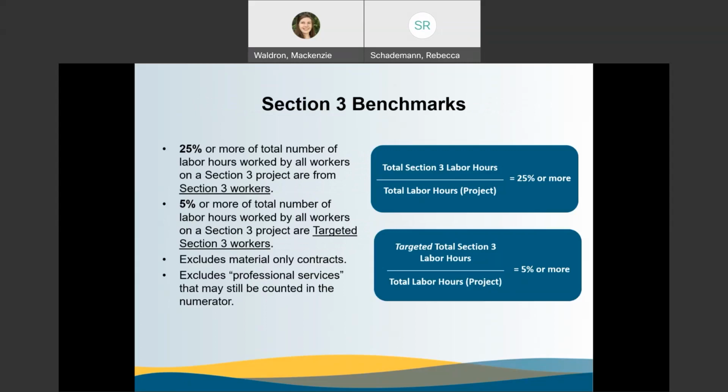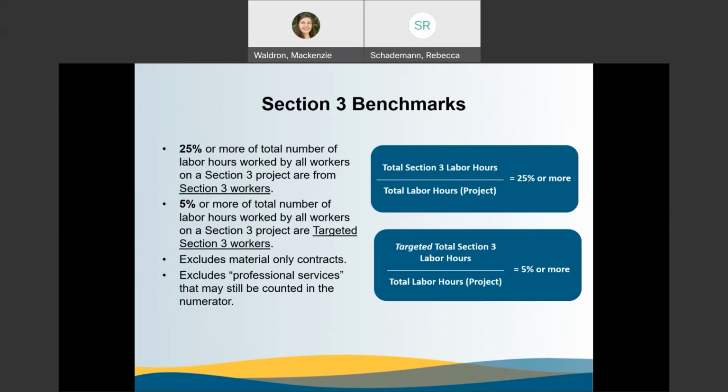And thinking of all of the Section 3 worker information that's going on, HUD has established Section 3 benchmarks for the number of hours that Section 3 workers and targeted Section 3 workers should work on a project. The Section 3 benchmarks are minimum targets that must be reached for the subrecipient or developer to be considered in compliance with Section 3 requirements. These benchmarks are updated every 3 years by HUD by way of Federal Register notice.